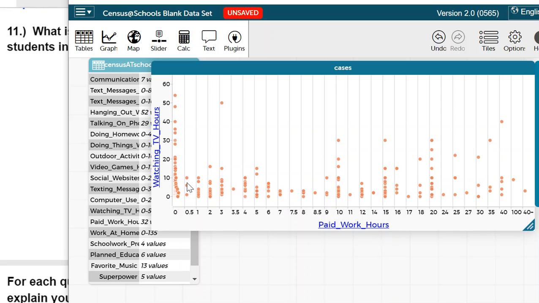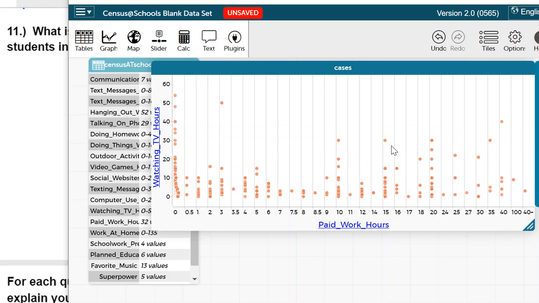There is a little bit of a cluster over here. Of course, there's a lot of folks that simply didn't have a job, 0 paid hours. But you'll also notice that they were the ones watching 40 and 50 hours of TV. Now, there was somebody over here that said that they worked for 40 hours and they watched TV for 40 hours. They're not going to be in high school unless they're claiming that they are watching TV while they're on the job. That's a good way to get fired in most cases.